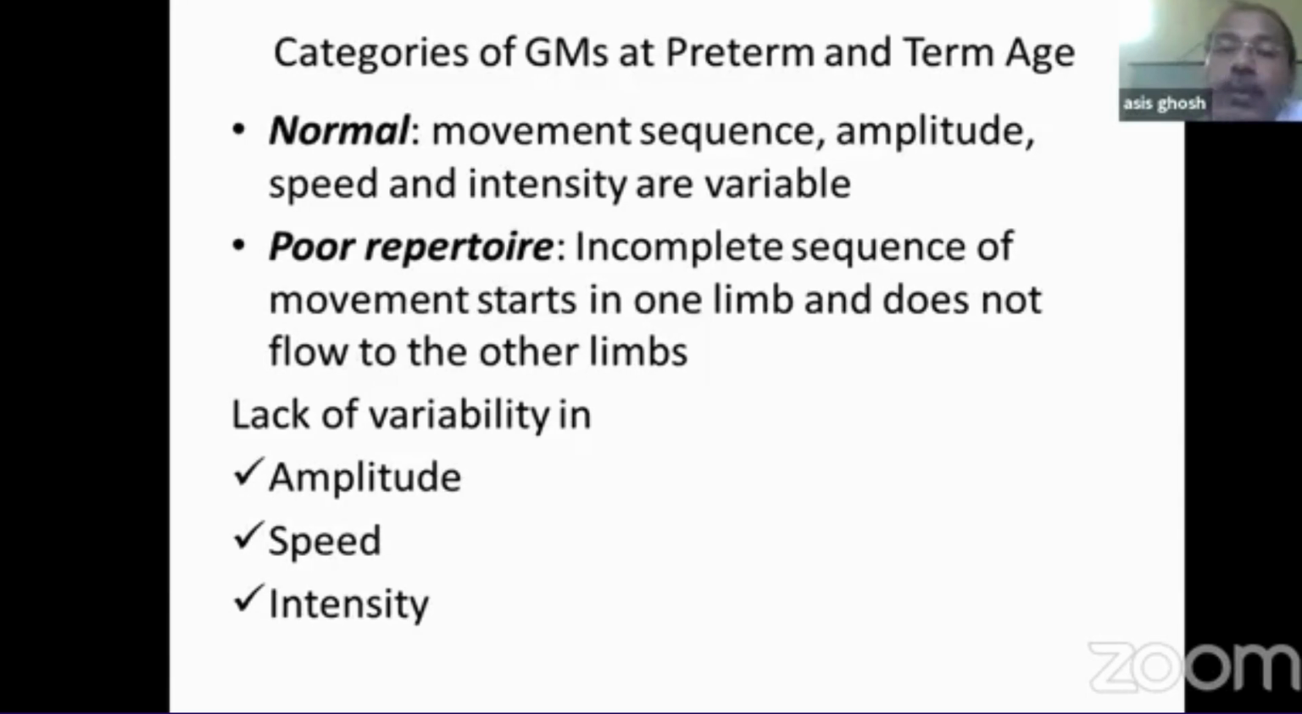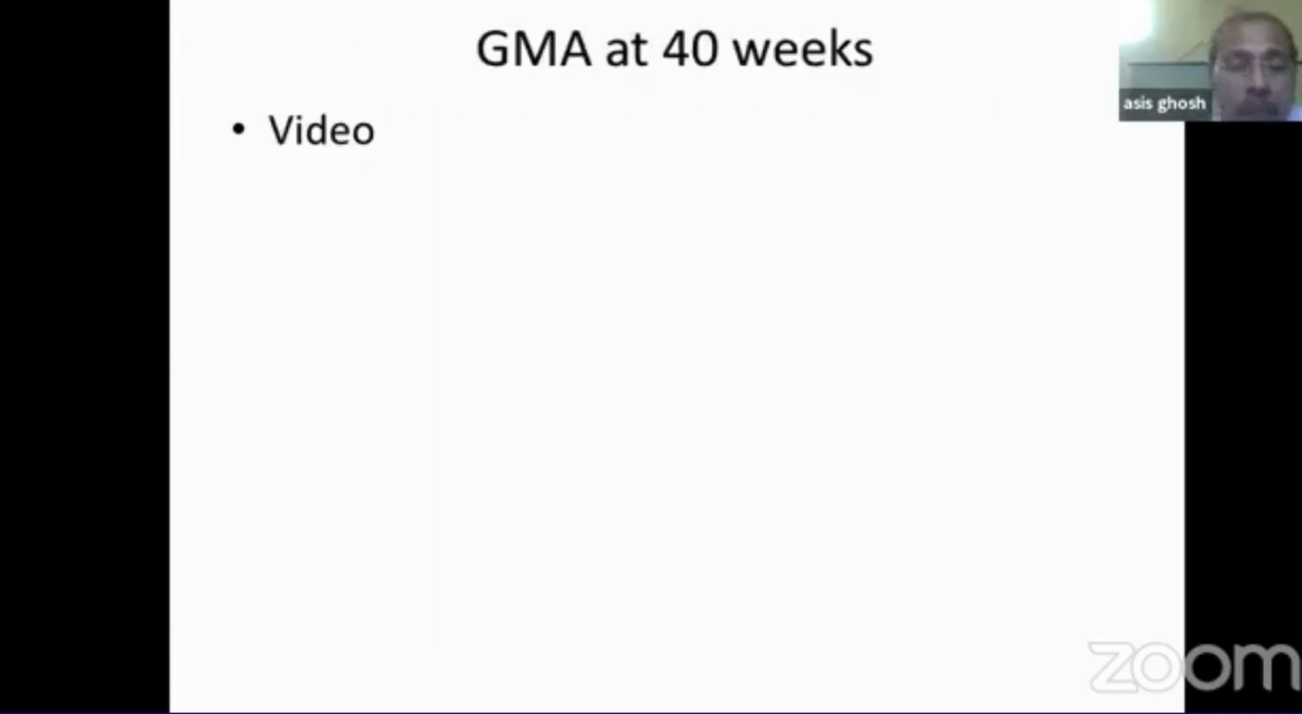If it is poor repertoire, then we will see an incomplete sequence of movement. Suppose the child moves the right arm and then suddenly stops. Or in the middle of the movement, before completing it, the child stops that movement. So it lacks variability in amplitude, speed, and intensity. I will show you a video.